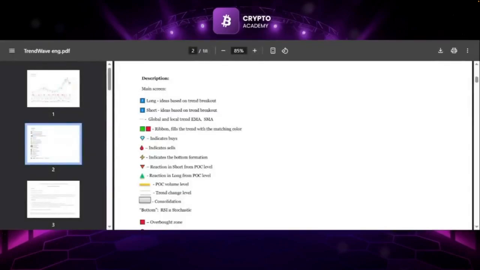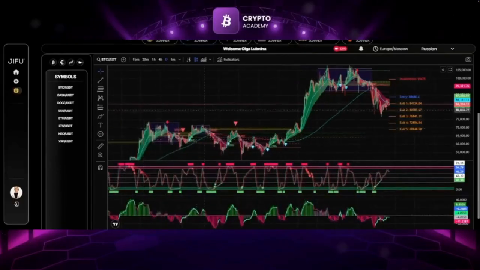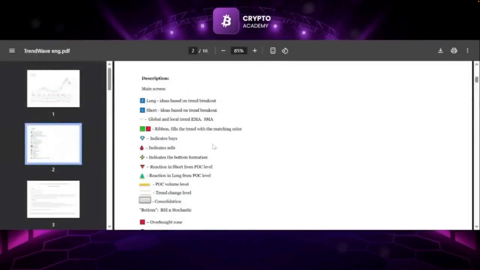Next, we see global and local trend by EMA and SMA. EMA is highlighted in blue and SMA moving average change its color depending on the trend. Long is green and short is red. Ribbon cloud, which is colored according to the trend.